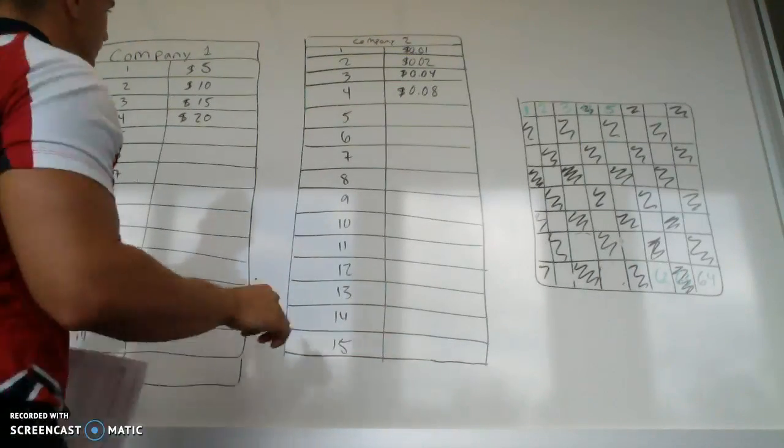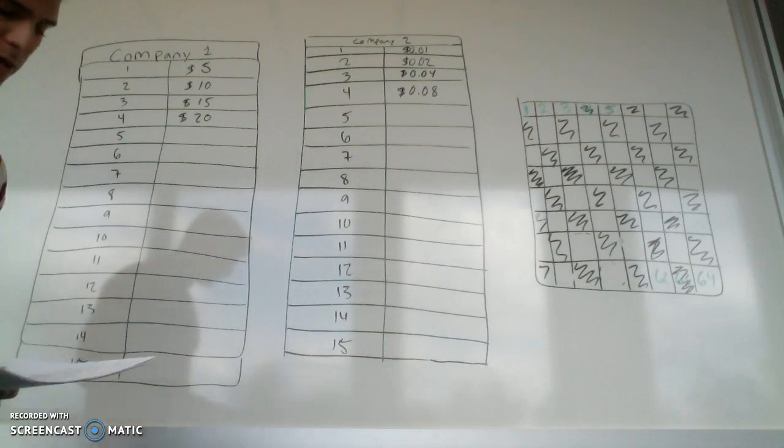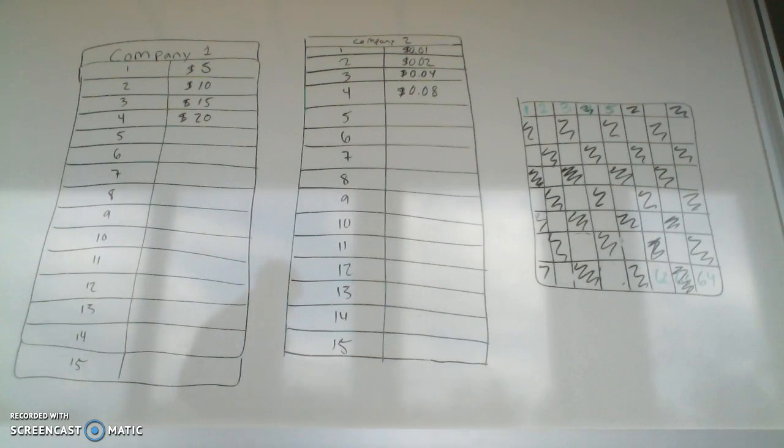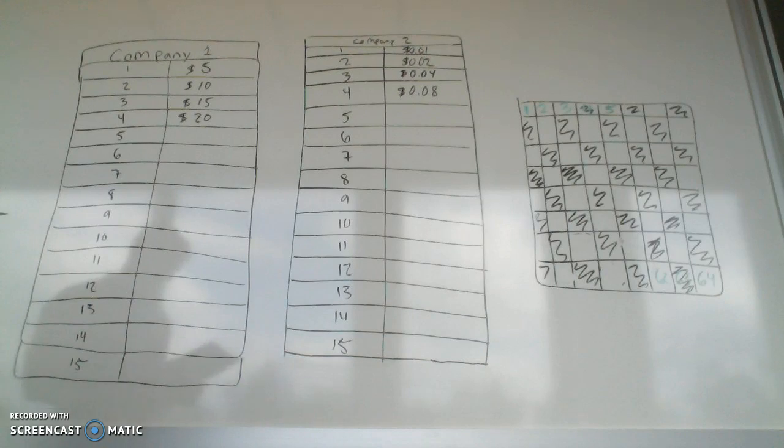And I want you to take a minute, pause the video if you need to, and calculate out the rest of the table and try to figure out why Jim would be really upset if he decided to go with company 2 by the end of the 15 days. Pause the video now if you need a minute.